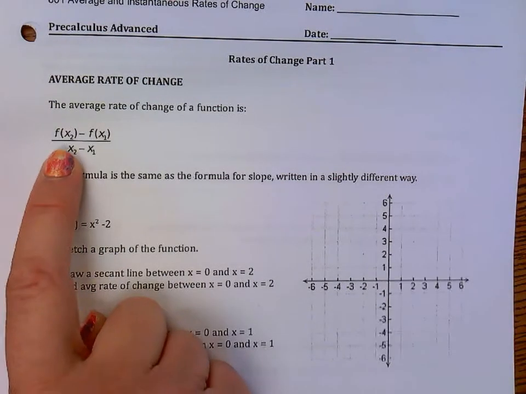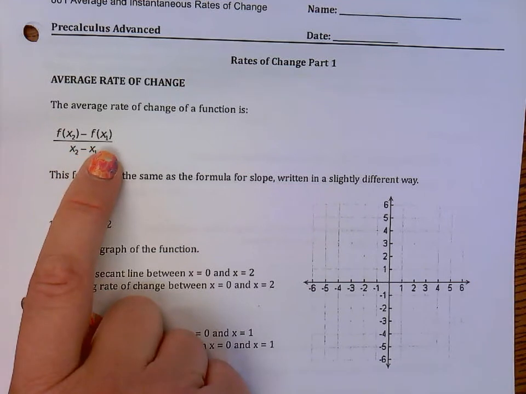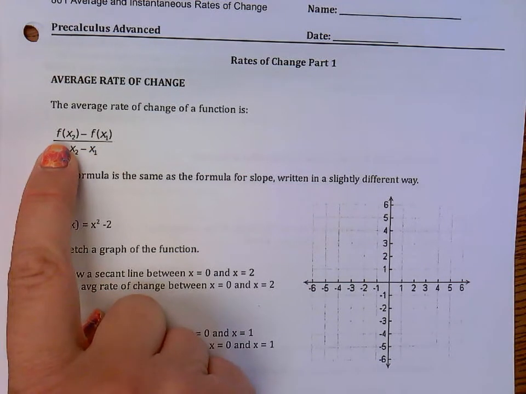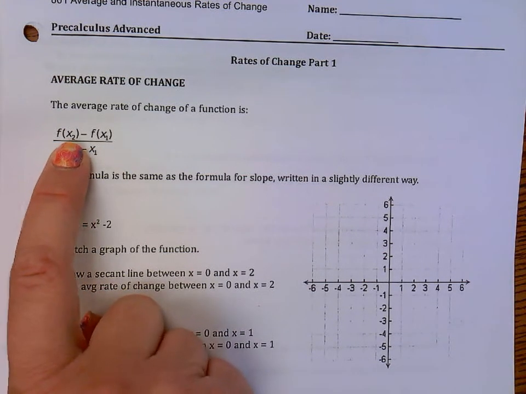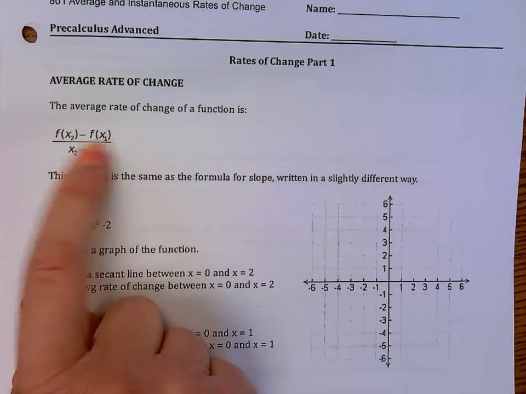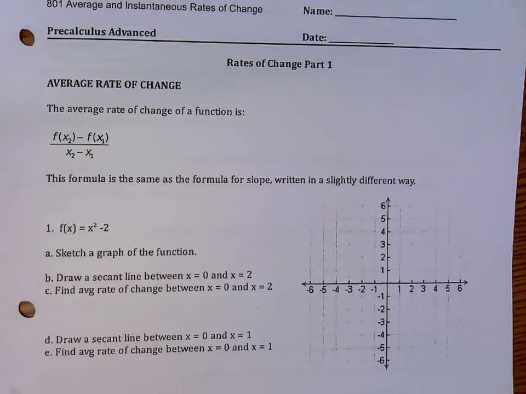So instead of writing y2 minus y1, they're writing it as f of x2 minus f of x1. That's just y2 minus y1 written in a new way.